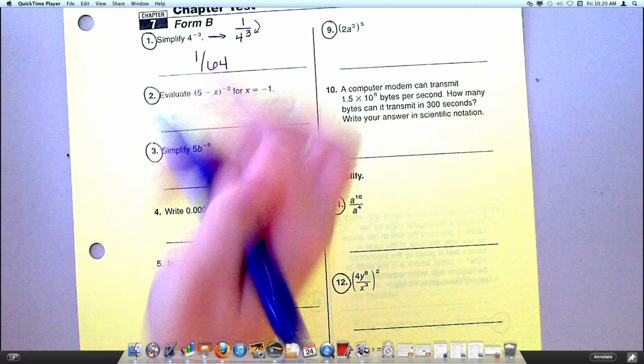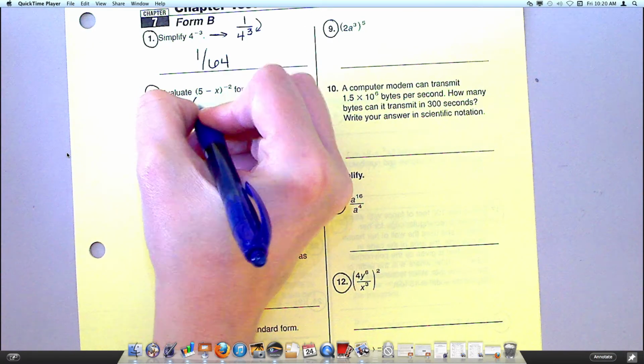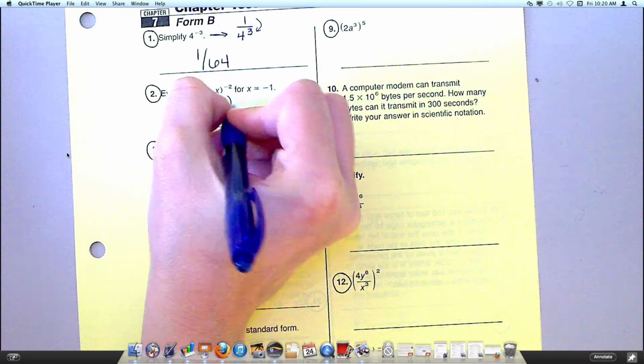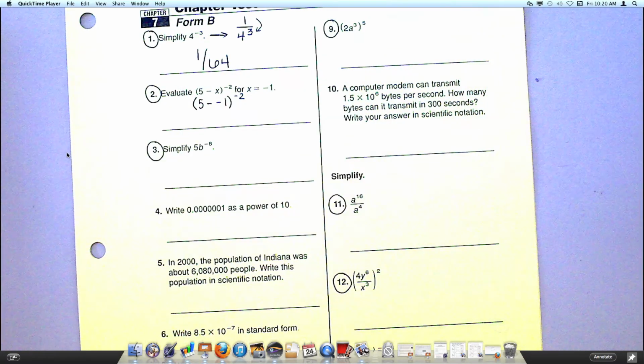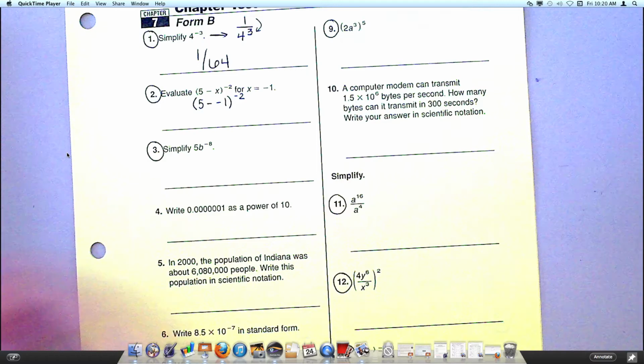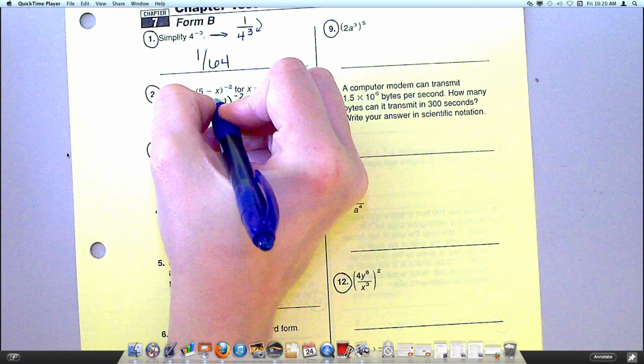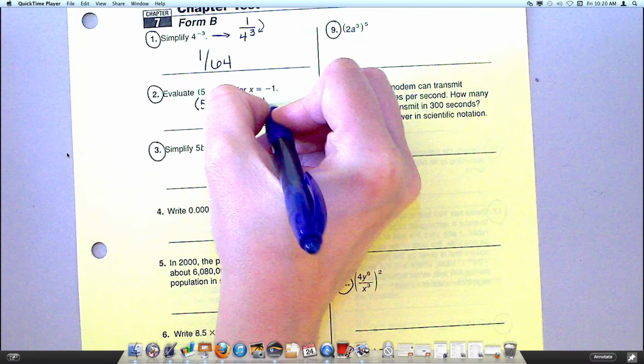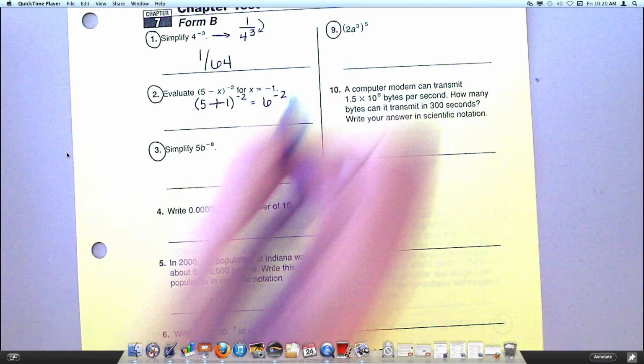So 5 minus x to the power of negative 2 for x equals negative 1. Well, let's write out what this is really going to say. I would write 5 minus negative 1 to the power of negative 2. Now, how else could I write 5 minus negative 1? Minus a negative is the same as plus. So this is really saying 5 plus 1 to the power of negative 2. So that's like 6 to the negative 2.